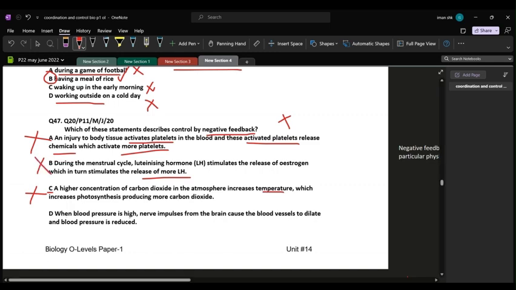Coming to D, when blood pressure is high, nerve impulses from the brain cause the blood vessels to dilate and the blood pressure is reduced. Now, if you read the statement, you can get the idea that your body is counteracting a change, which was that your blood pressure was high. So, to counteract that, the impulses were sent from the brain and the blood vessels were made to dilate, so the blood pressure is reduced. So, you can see a change is happening to reverse the condition. So, D has to be the best option here.